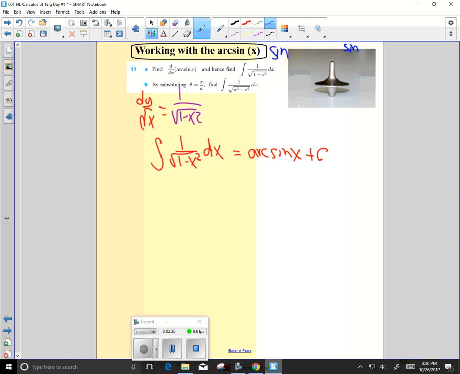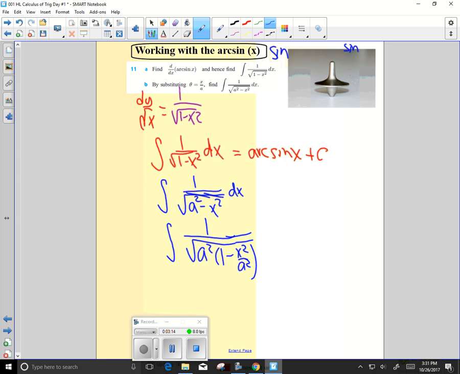So that looks good. But what if you don't have a 1 here, you have a constant squared, just like the x is squared, you have an a squared, dx. And you want to find out what that antiderivative is. A little bit of work, but not too difficult. What you're going to do is say, all right, I'm going to factor out an a squared and make it 1 minus x squared over a squared. This is still a squared minus x squared.